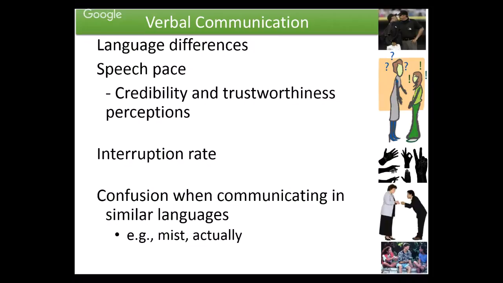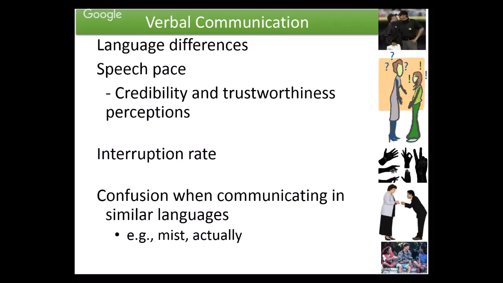Even when people speak a similar language, sometimes that could be a problem. For example, those of you who speak German may know that in German, the word Mist means, not may mean, it means basically shit, manure, right? And when they say "so ein Mist," it literally means what a shit.